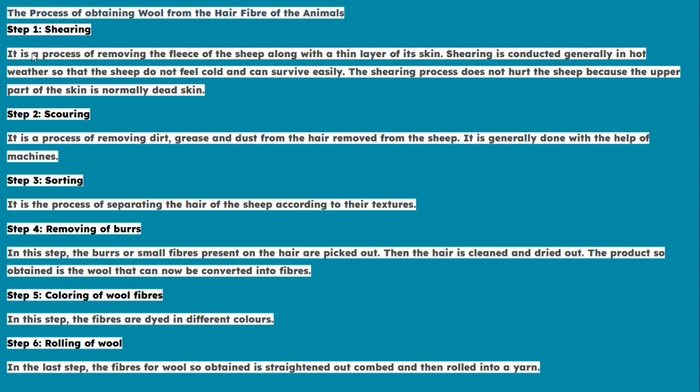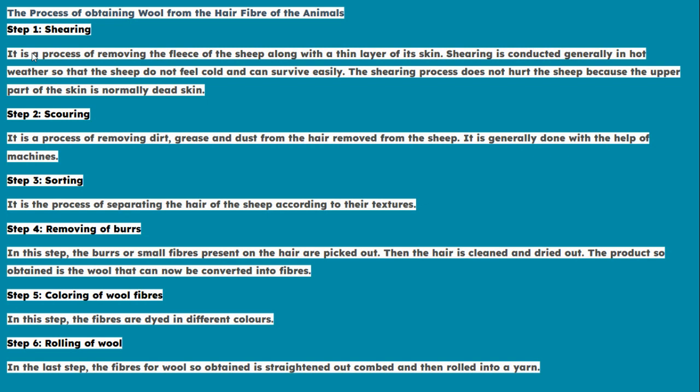Now the process that comes next is sorting. What is sorting? The process of separating the hair of the sheep according to their textures. Now the fourth, removing of burrs. In this step, burrs or small fibers present on the hair are picked out. And then the hair is cleaned and dried. Now the product obtained is the wool that can now be converted into fibers.